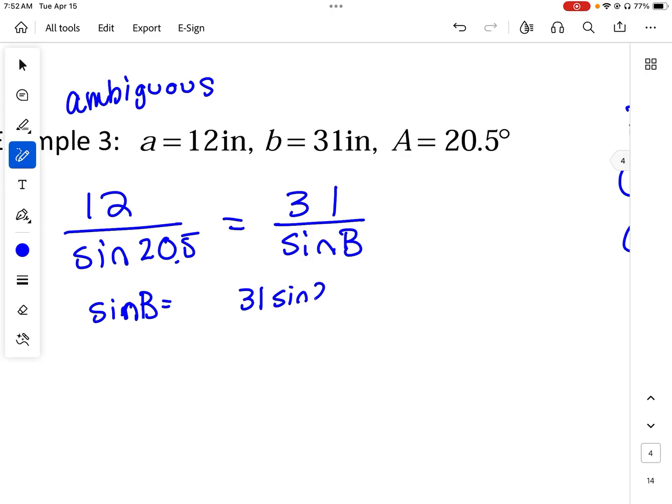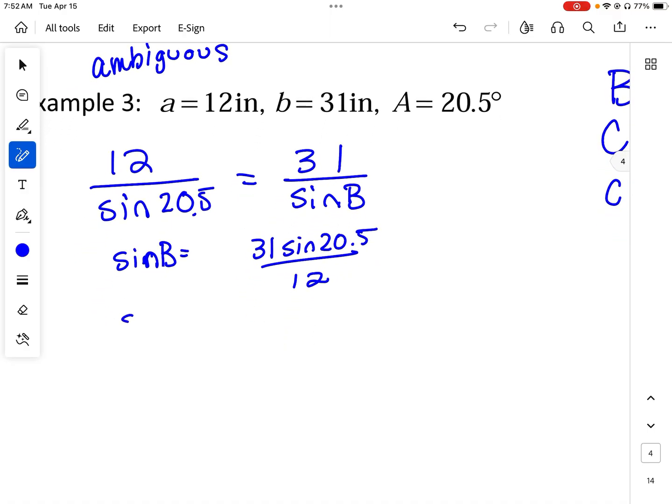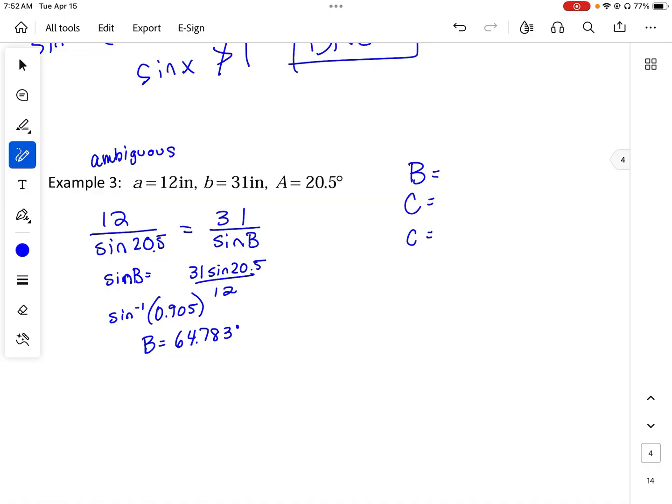So sine B ends up being 31 times sine 20.5 over 12. Put that in the calculator and we get a decimal, so we have to do the inverse sine of that. And we get that B is 64.783 degrees. Okay, so we're going to put that here. 783 degrees. All right, so then we have to check how this goes.